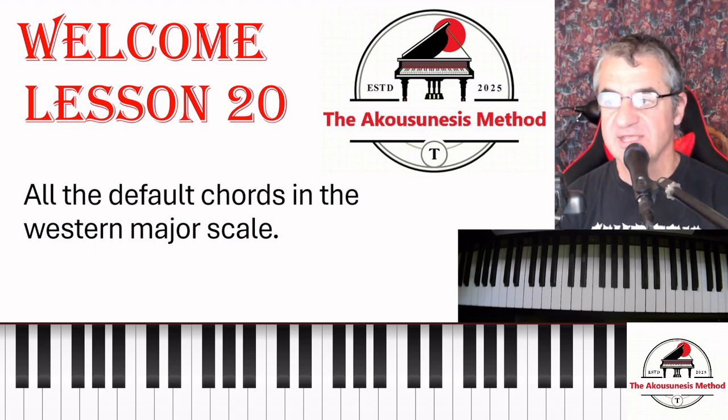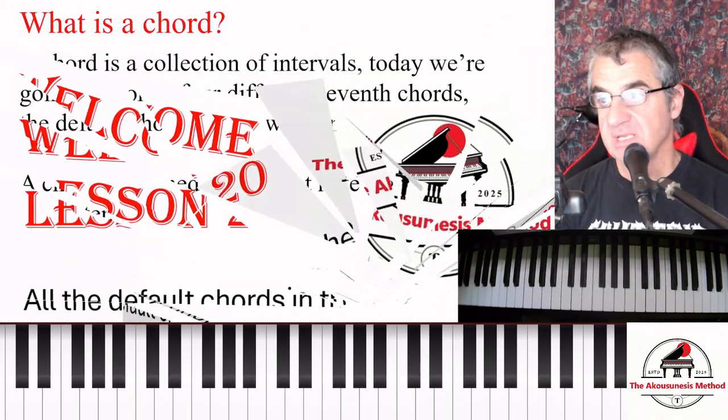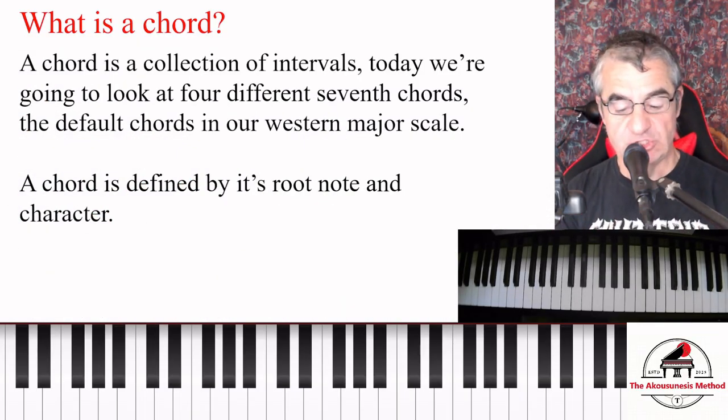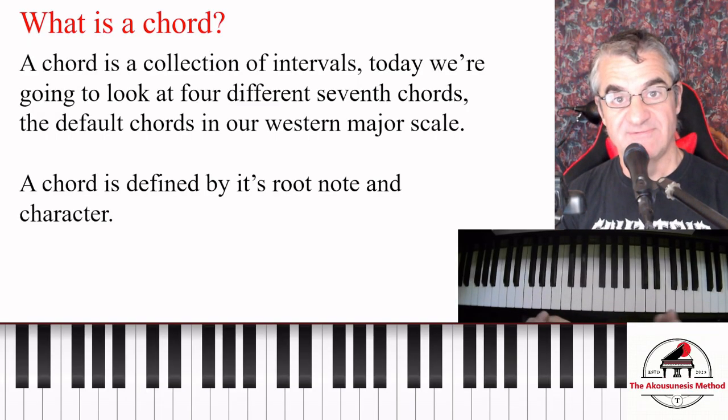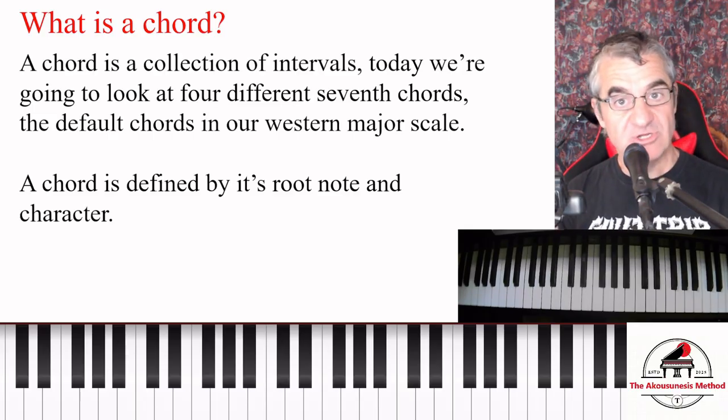Today we're going to look at all the default chords in the Western major scale. Okay, this is lesson number 20. Now, there's only 4 different types of chords to learn today. There's only 4. And every Western major scale, all the 12 key signatures, they all have the same set of chords, the same 4 chords. So it's not that difficult.